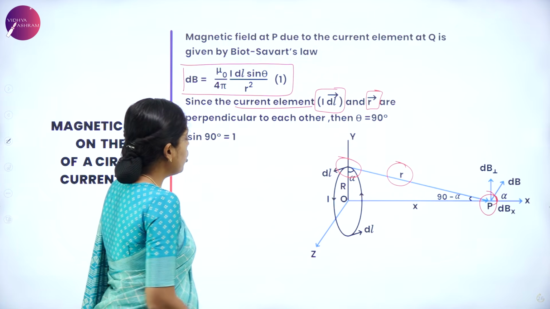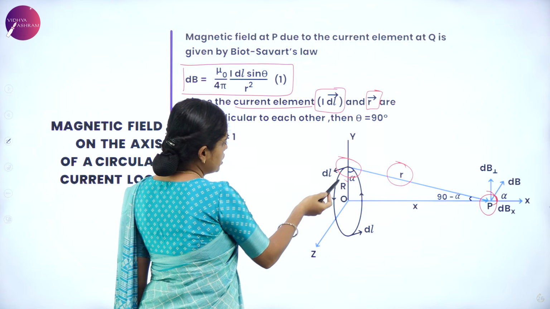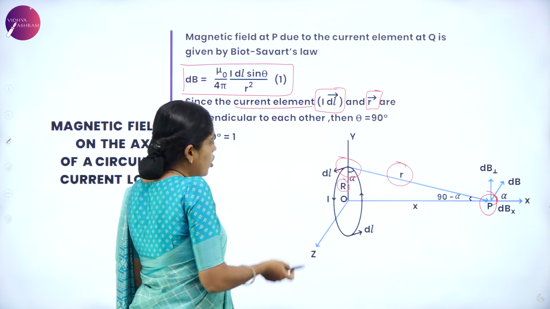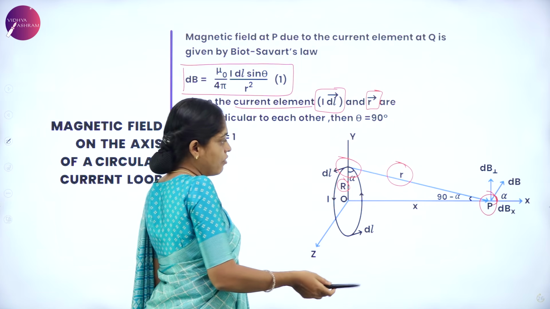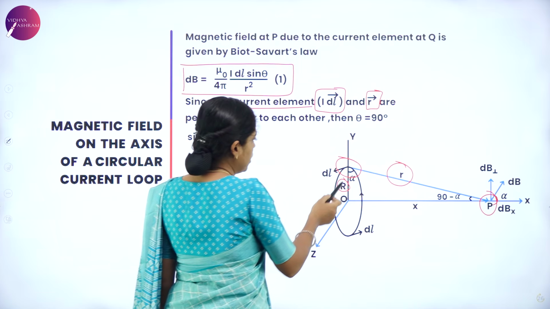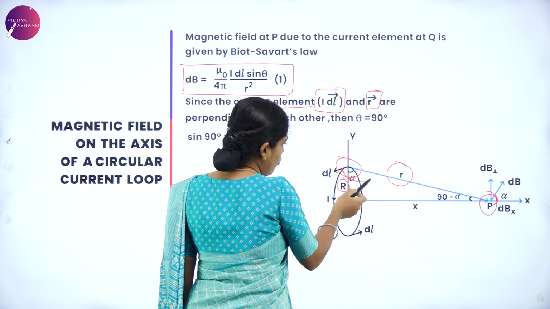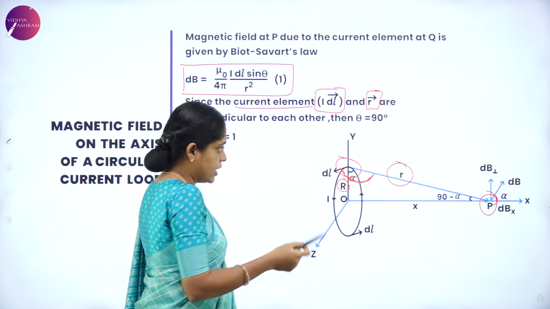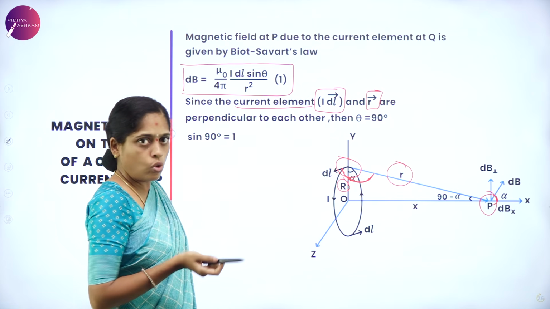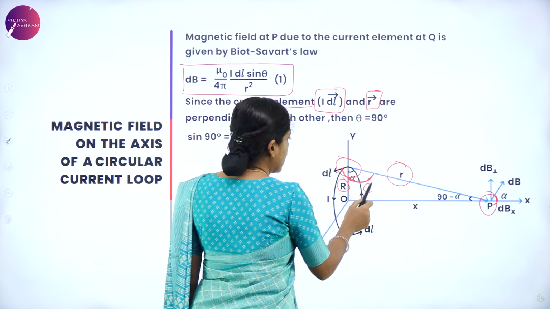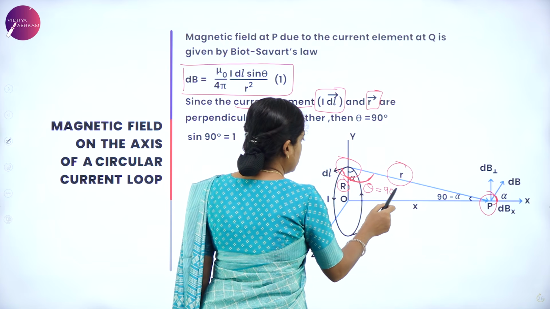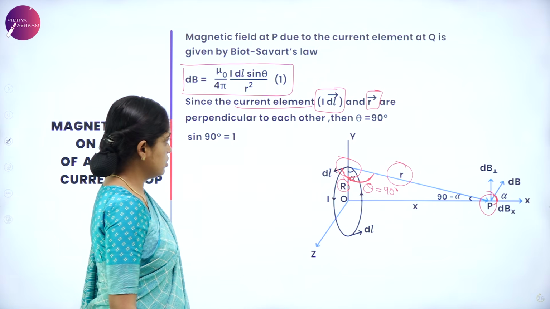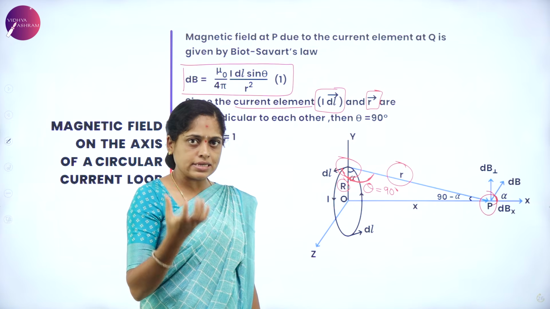Now, what is the radius of the circular loop? Let us consider the radius of the circular loop as capital R. Next, we have to find the angle between the direction of dl and the direction of the point P. Between those two, the angle is 90 degree. So, sine 90 is 1. Let us see how the angle is 90 degree.